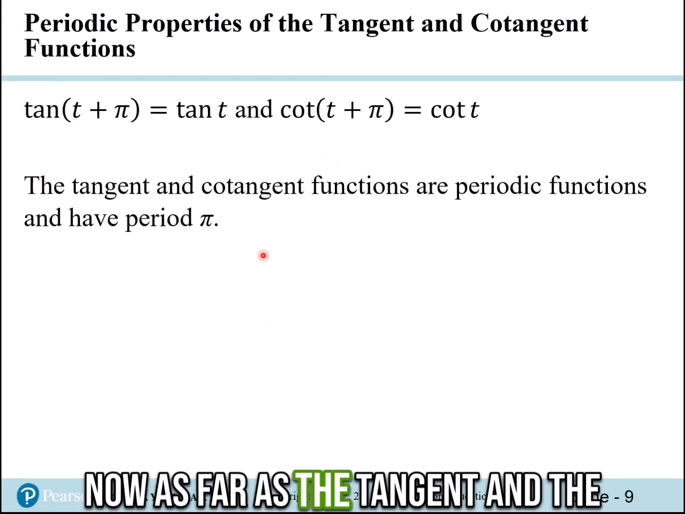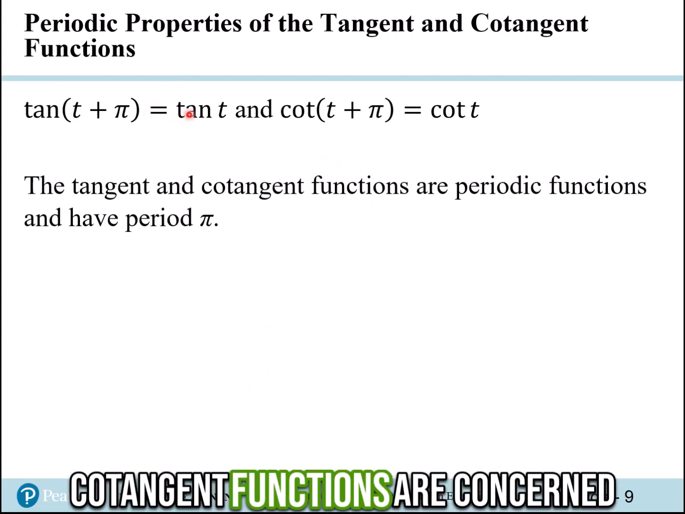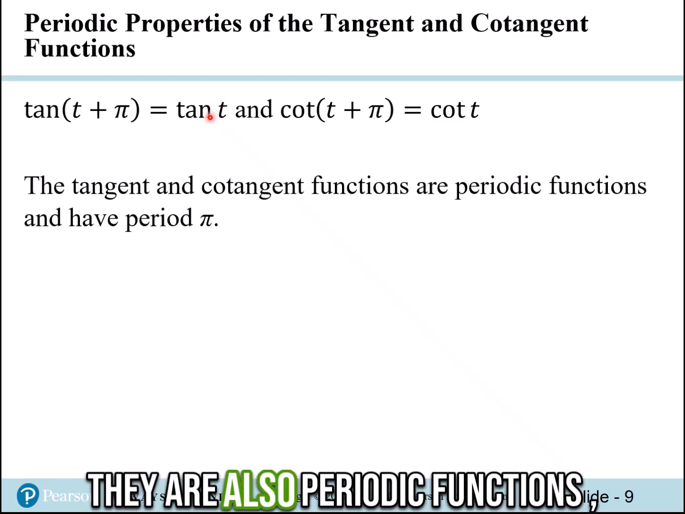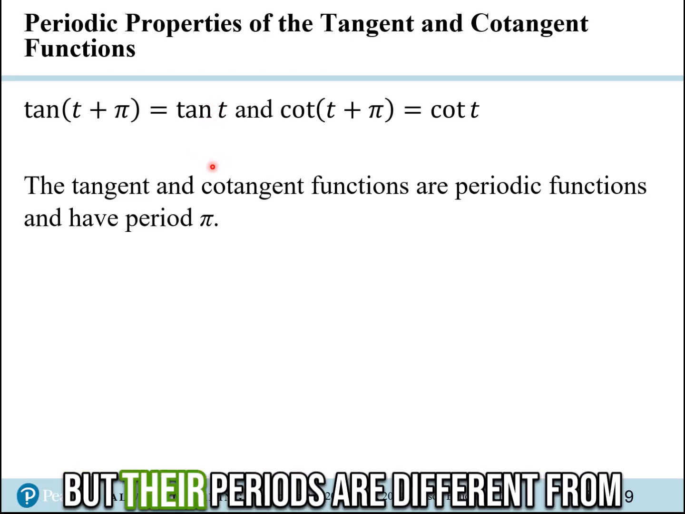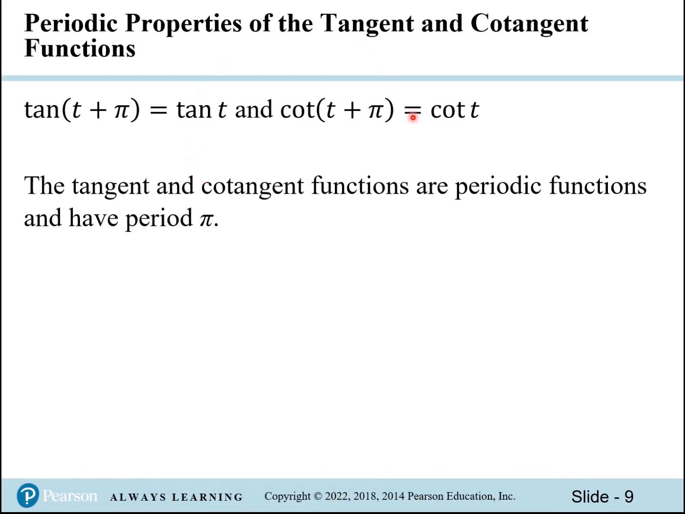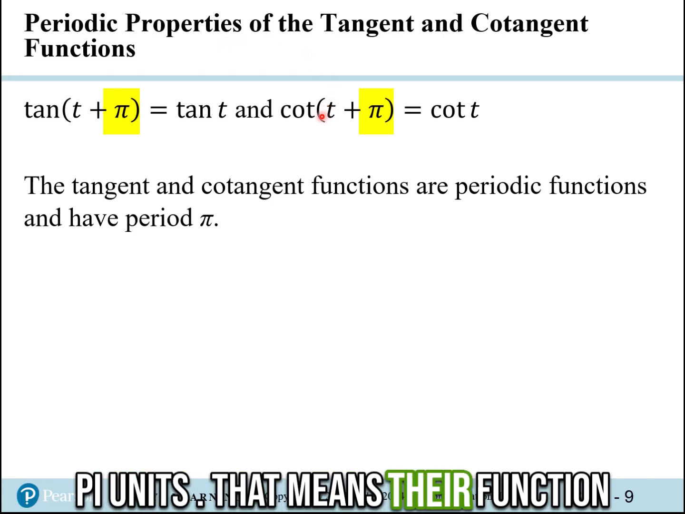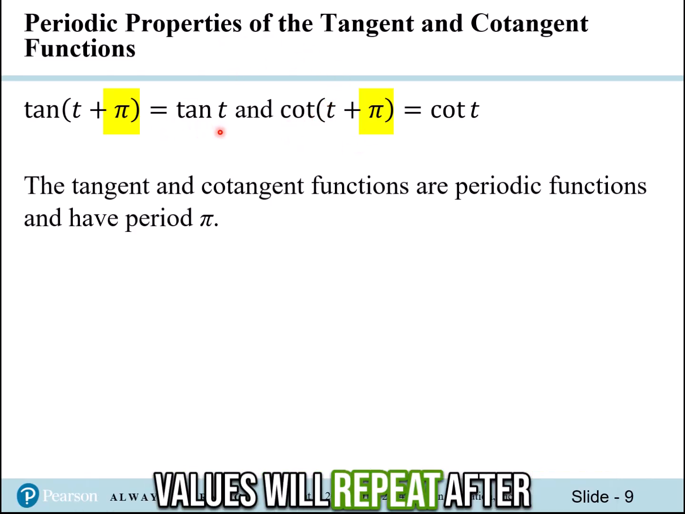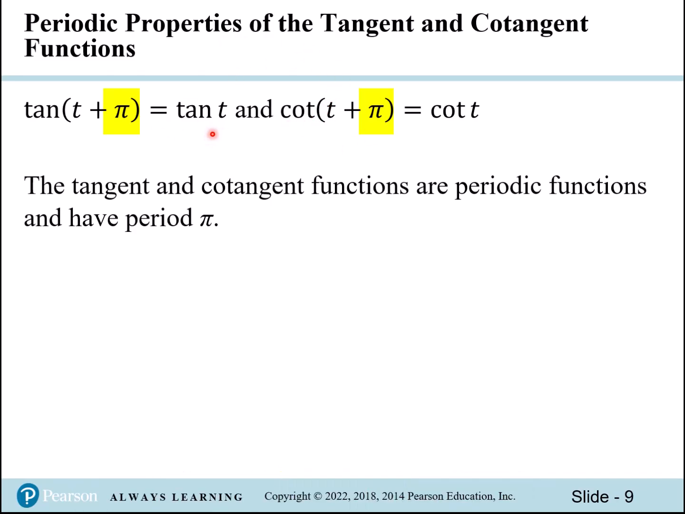Now, as far as the tangent and the cotangent functions are concerned, they are also periodic functions, but their periods are different from that of the sine and the cosine. The tangent and the cotangent have a period of pi units. That means their function values will repeat after every pi cycles.